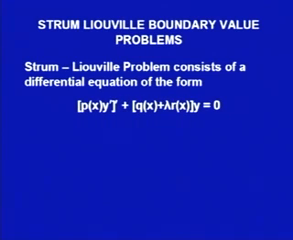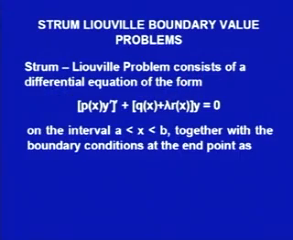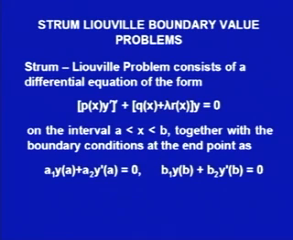p(x) y' its whole derivative plus [q(x) plus lambda r(x)] y is equal to 0. That is the equation of this form. If any differential equation we are getting is second order, certainly it is going to be linear, and if it can be written in this form, this equation must be defined on an interval a to b, together with the boundary conditions at the end points a and b: a1 y(a) plus a2 y'(a) is equal to 0, b1 y(b) plus b2 y'(b) is equal to 0.